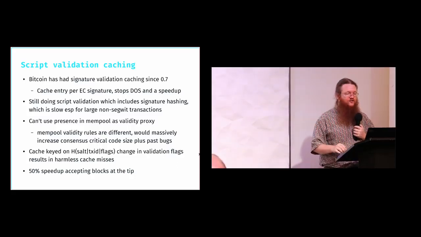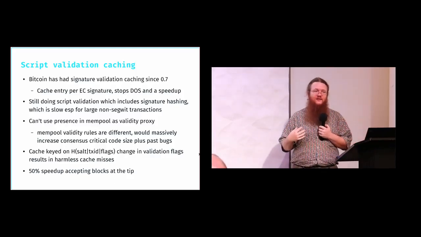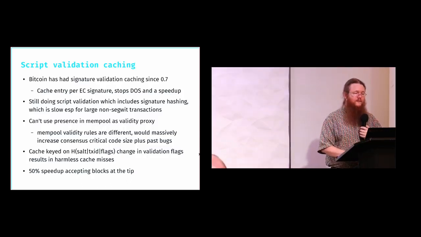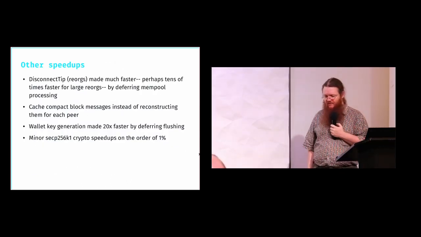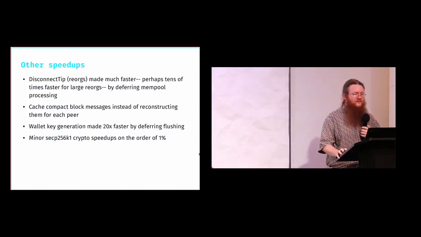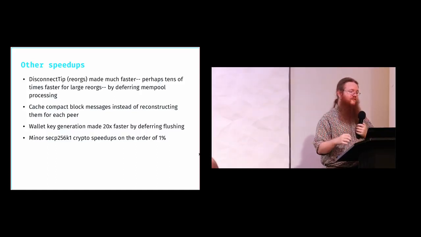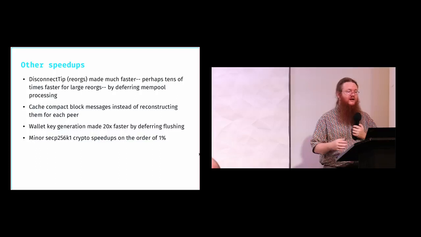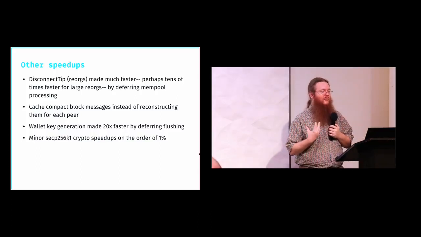So the presence of this cache creates a roughly 50% speed up of accepting blocks at the tip. So when a new block comes into a node that's been running for a while. There's a ton of other speed ups in 0.15, but a couple I wanted to highlight is the disconnect tip, which is the operation central to reorganization. So to unplug a block from the chain and undo it. That was made much faster, something on the order of perhaps tens of times faster if you're doing a reorg of many blocks. Mostly by deferring the mempool processing.